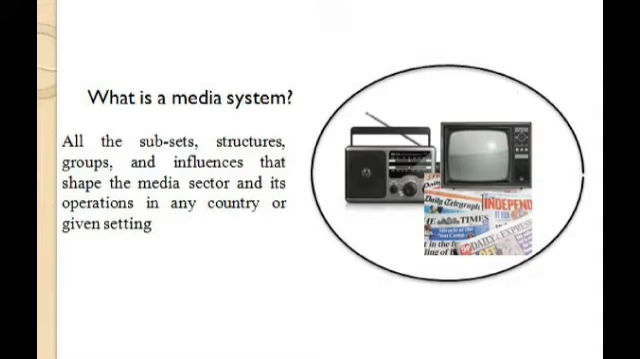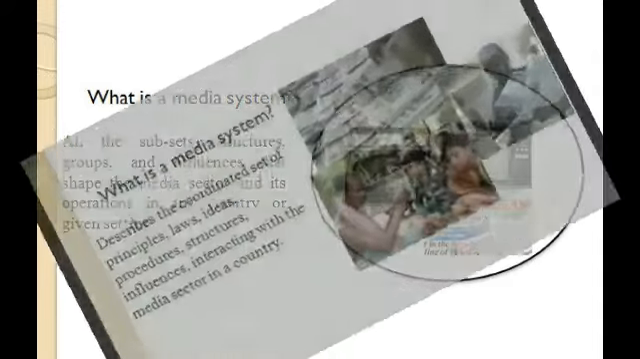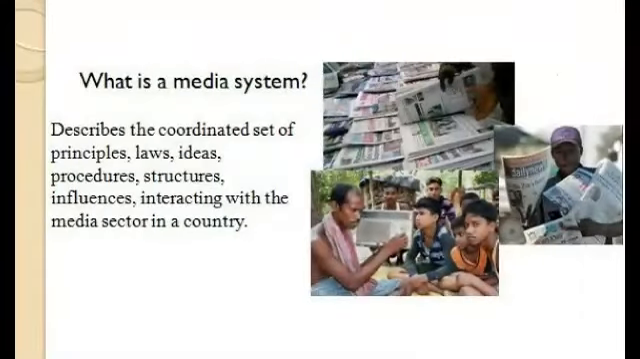So media system basically refers to various sets of activities, various sets of influences, various sets of structures, various sets and subsets that make up the communication network, the larger communication network in a country. Media system is used to describe the coordinated set of principles, the laws, the ideas, and procedures relating to the media sector in any country. It consists of the nature and operations of the media in a country.